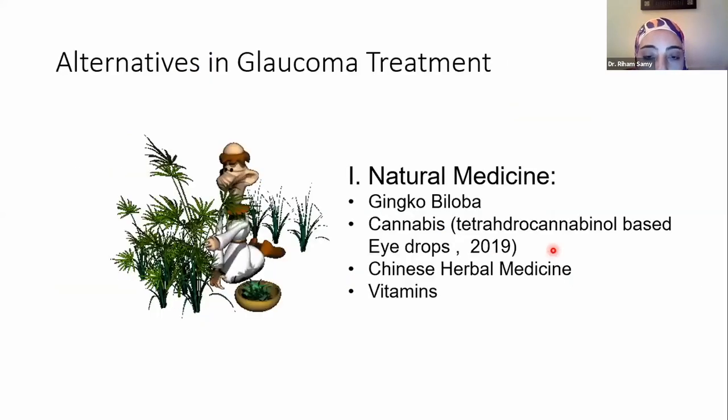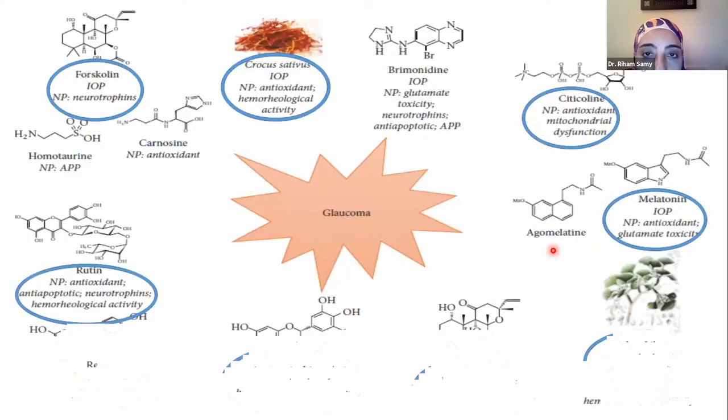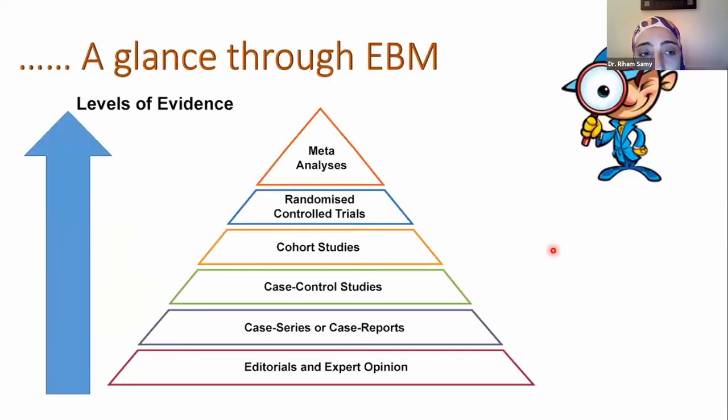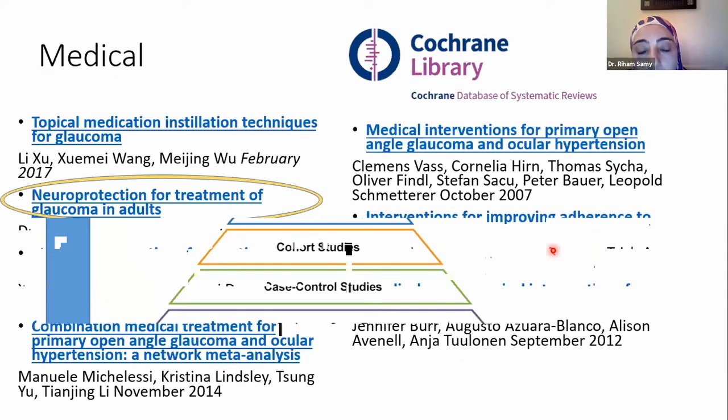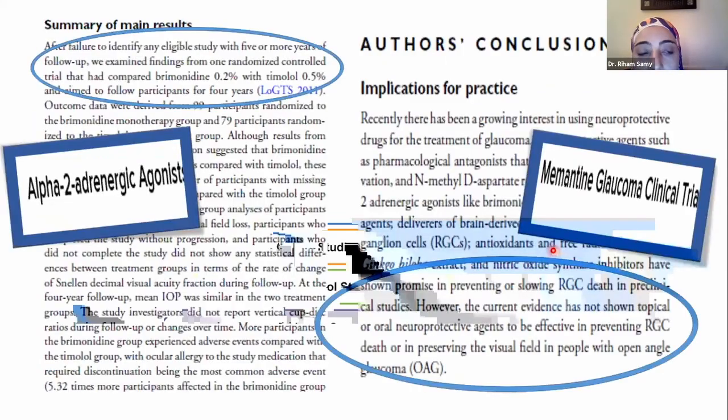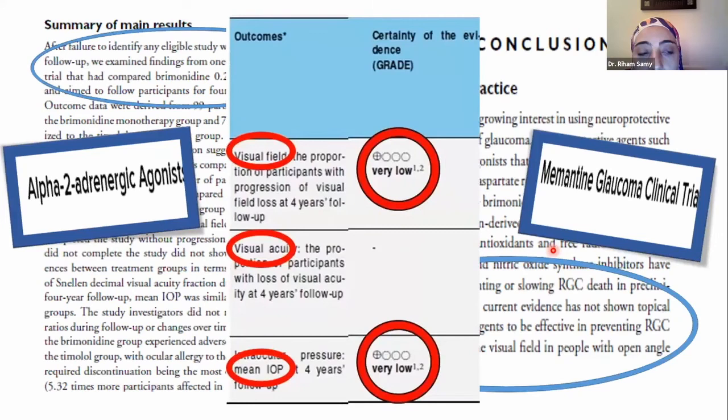Alternative medicine has its role, like ginkgo biloba, Chinese herbal medicines, green tea, and melatonin, which have some chance. However, if we have a glance through evidence-based medicine, we will find a paucity of information, and there is a literature gap regarding neuroprotection studies. Only two studies exist, one evaluating the alpha-2 agonist and another evaluating memantine, and both of them have a very low level of evidence.